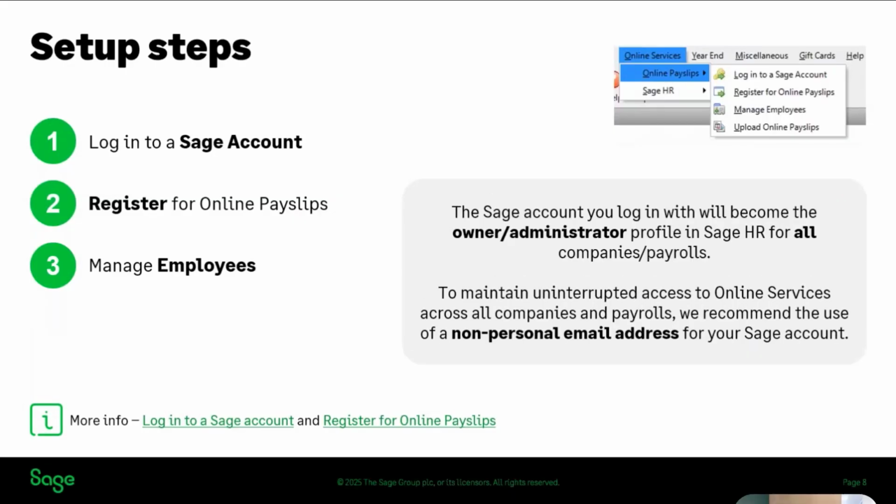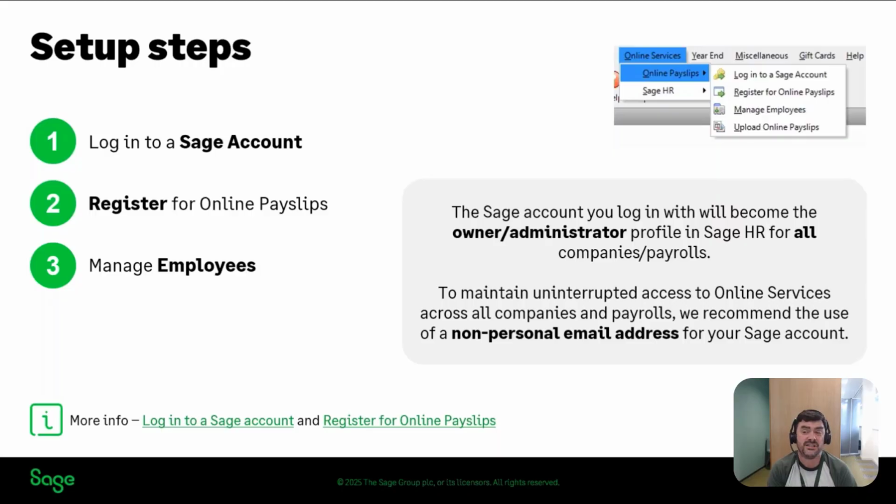There are 3 steps essentially involved. Number 1 is logging in to that Sage account that will become your owner and administrator account in HR. Second step is to register that payroll for online payslips. And then the third step will be to set up your employees, ensuring that they have an appropriate email address, and that will then upload their details to HR and create their HR profile.